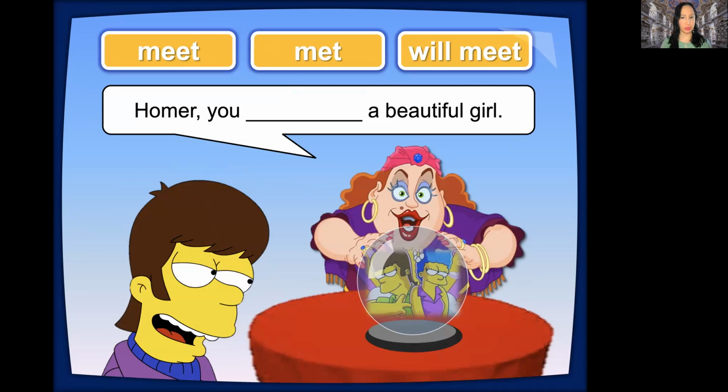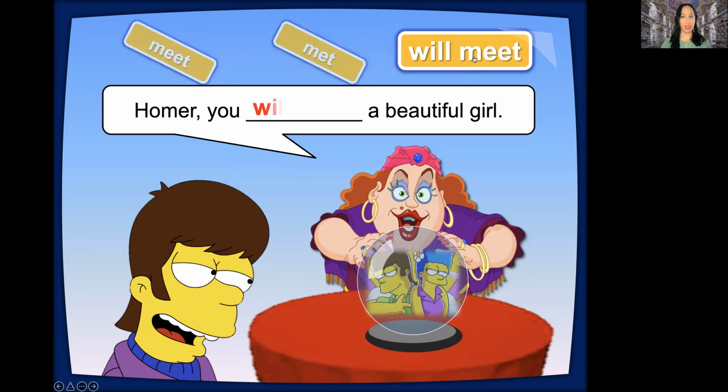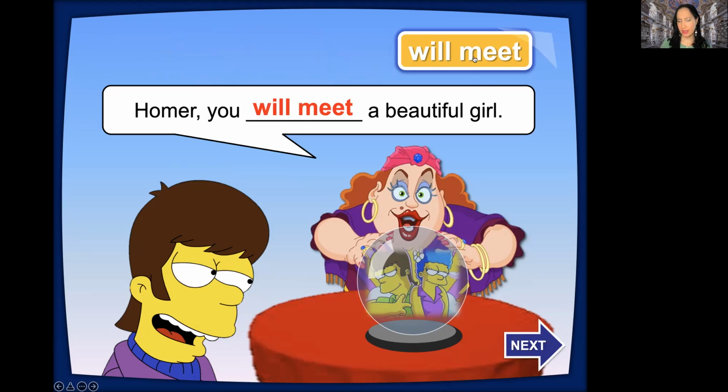What happens if we use the future? Because we're thinking about it. We're seeing it in the crystal ball. It's supposed to happen in the future. So which verb tense is this? Homer, you will meet a beautiful girl. I think I'm giving them away, right? I just want you to do very well.